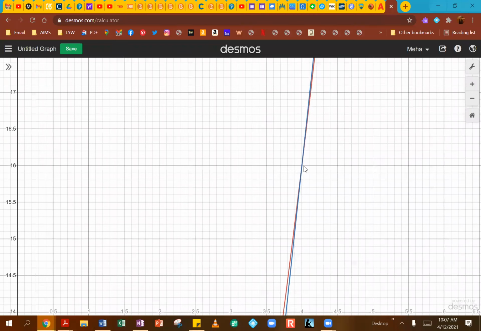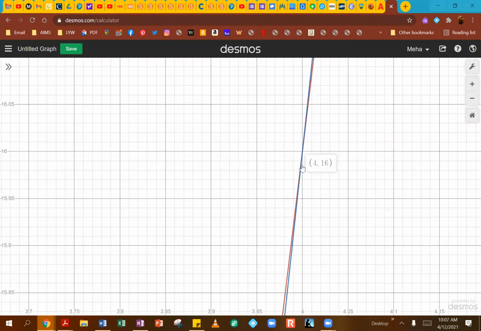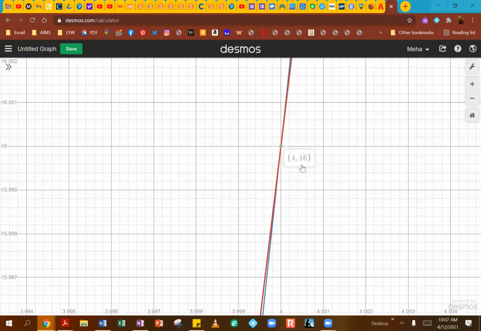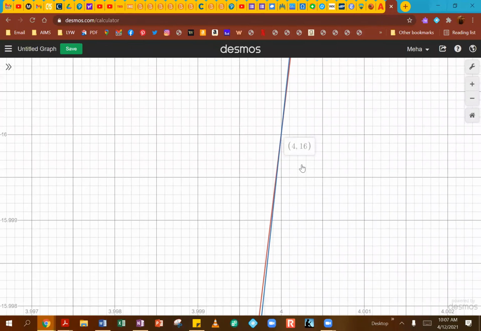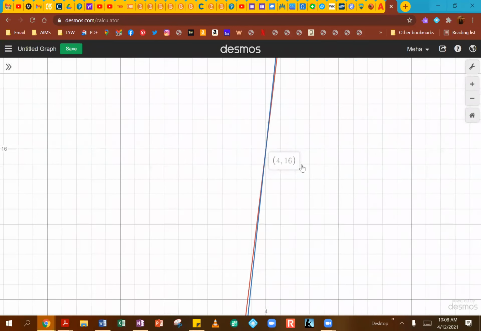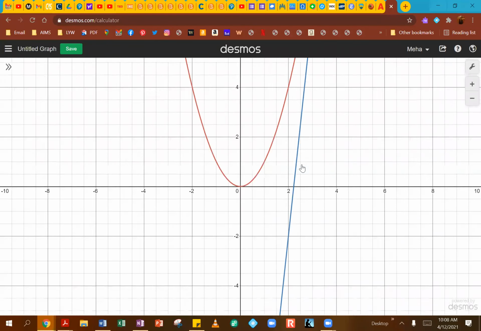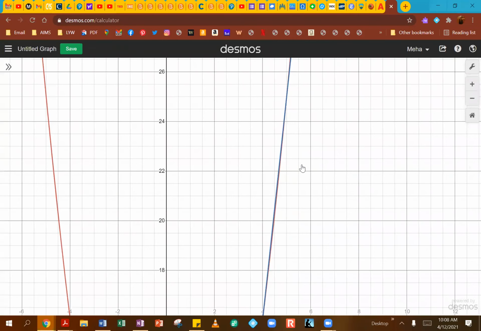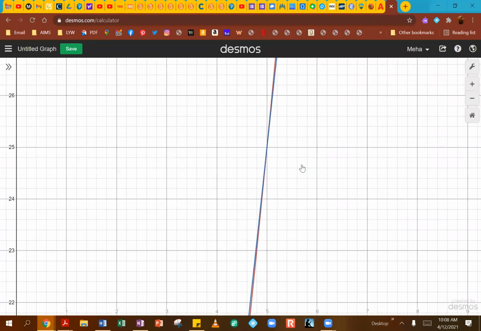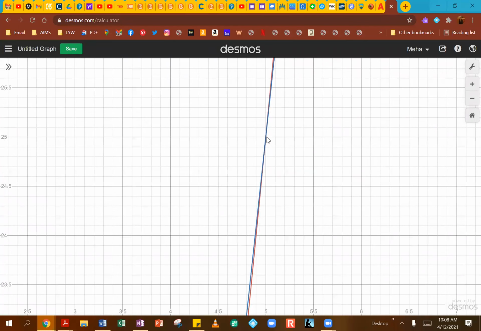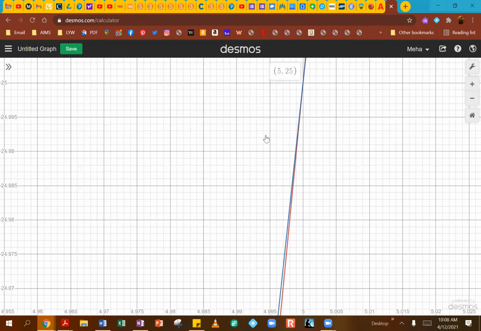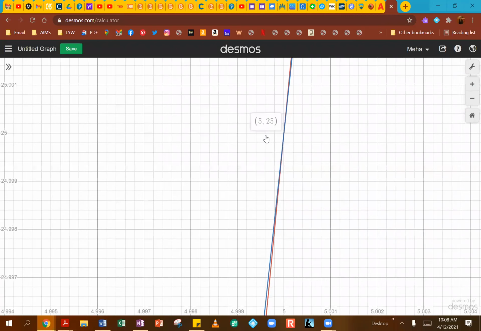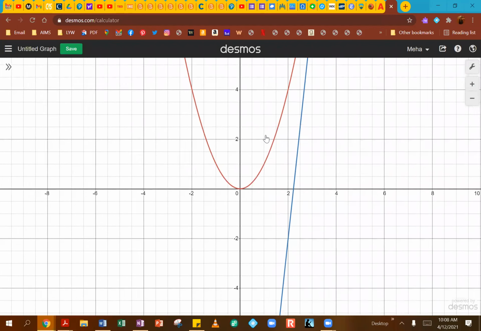Okay, so the first ordered pair where the two graphs are intersecting is going to be right here at 4 and 16. And we can zoom into that point and you will see the two graphs are exactly on top of each other at that point. The other one we had was 5 and 25. So let's zoom into that point over here. And of course, you will see that right over here, 5 and 25. Again, you can keep zooming in and you will see those two graphs are overlapping.